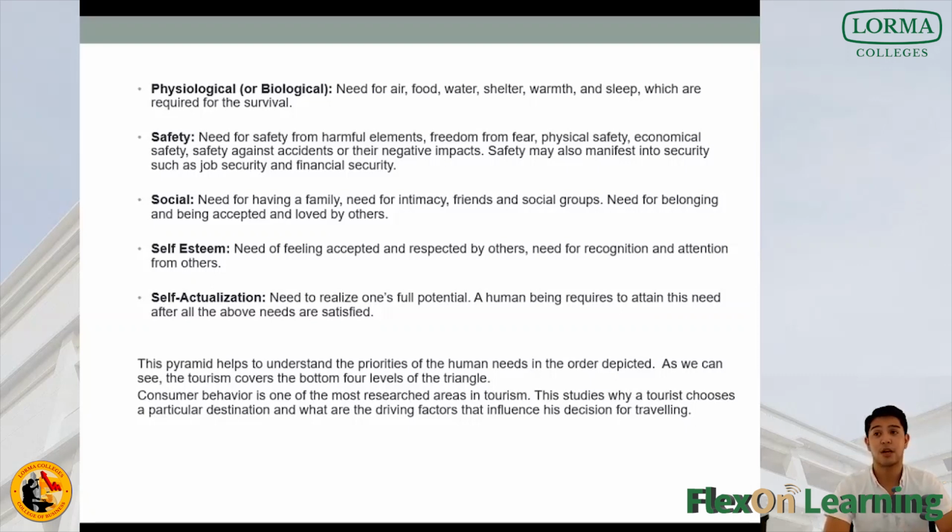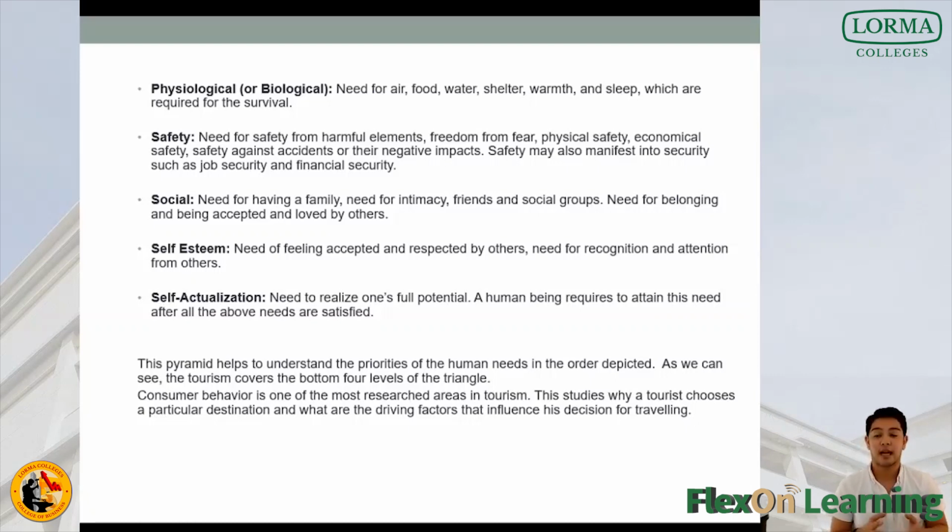We also have social needs for having a family, need for intimacy, friends and social groups, need for belonging and being accepted and loved by others. Fourth is self-esteem, the need for feeling accepted and respected by others, need for recognition and attention from others. And lastly is self-actualization, the need to realize one's full potential. A human being requires to attain this after all the above needs are satisfied.